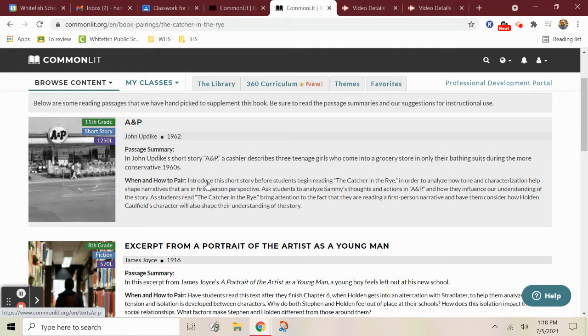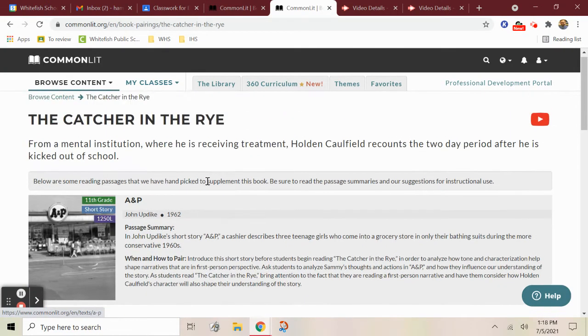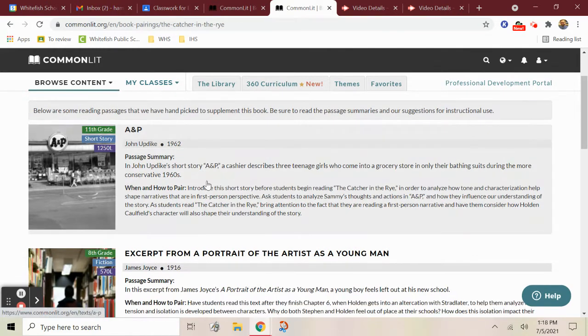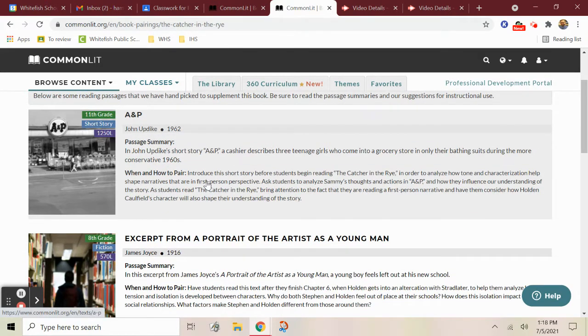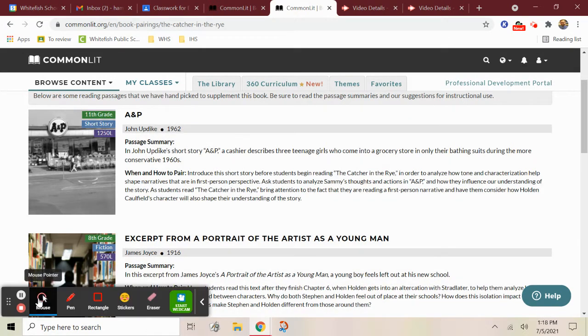Okay, so I'm back in The Catcher in the Rye, and these are the paired texts. I didn't talk about this last time because I wanted to spend a little more time on it in detail. There's this section right here where it says when and how to pair. And you'll notice it says introduce the short story before students begin reading.